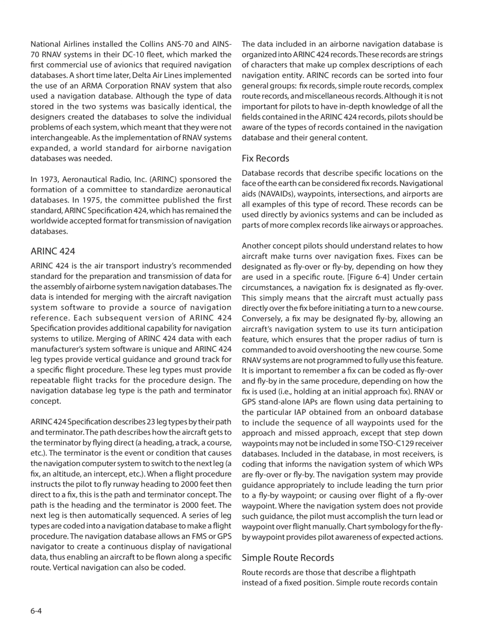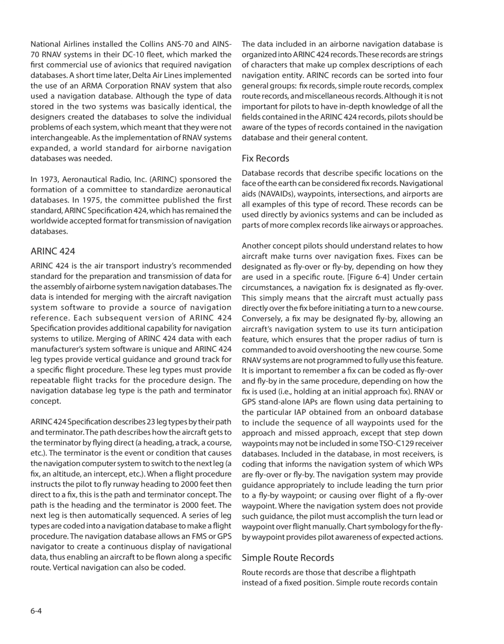The ARINC 424 specification describes 23 leg types by their path and terminator. The path describes how the aircraft gets to the terminator by flying direct, a heading, a track, a course, etc. The terminator is the event or condition that causes the navigation computer system to switch to the next leg, a fix, an altitude, an intercept, etc. When a flight procedure instructs the pilot to fly runway heading to 2,000 feet then direct to a fix, this is the path and terminator concept. The path is the heading and the terminator is 2,000 feet. The next leg is then automatically sequenced.